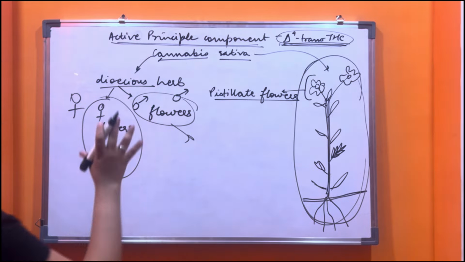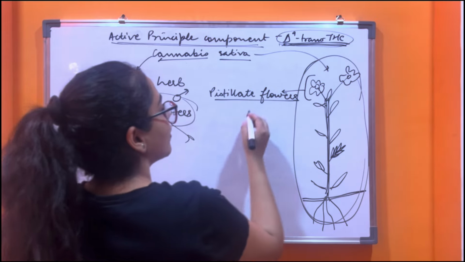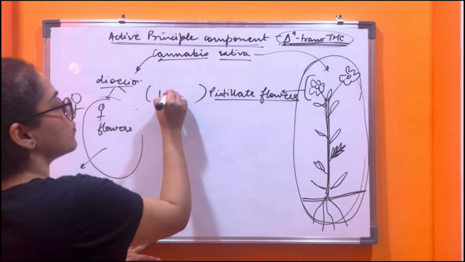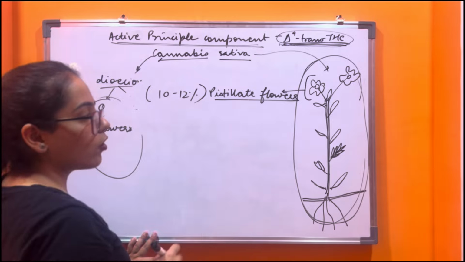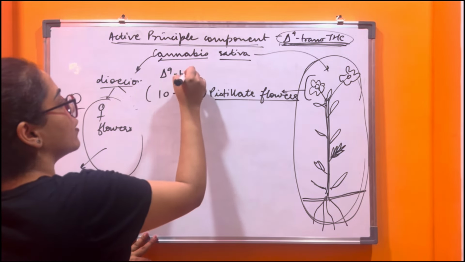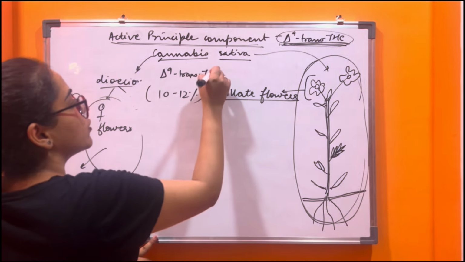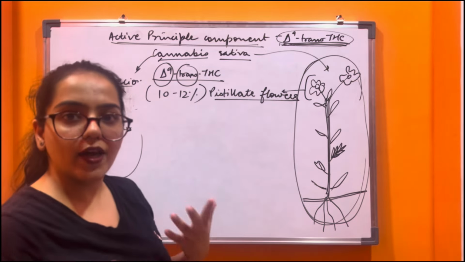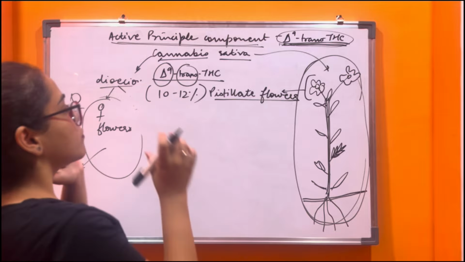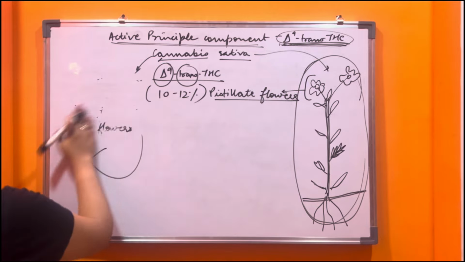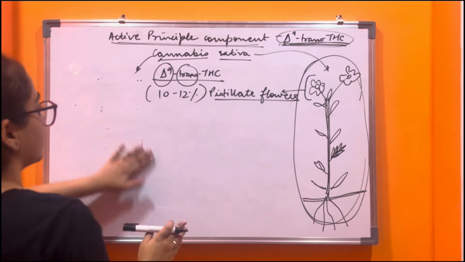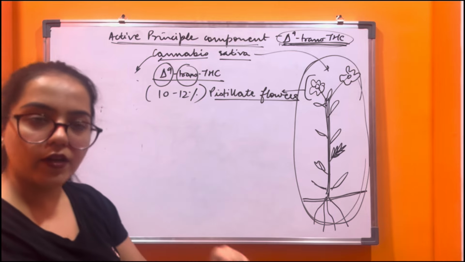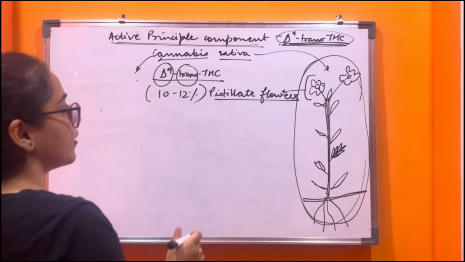The maximum concentration of delta 9 trans THC is found in the pistillate flowers. In pistillate flowers, we have 10 to 12% composition of delta 9 trans THC. I will be teaching you what delta 9 is, what trans is, why we call it like that, how many isomers there are, and what the importance of delta 9 is. I will teach you all of that, so don't worry about it. As of now, understand that this is the chemical compound we are talking about, right?